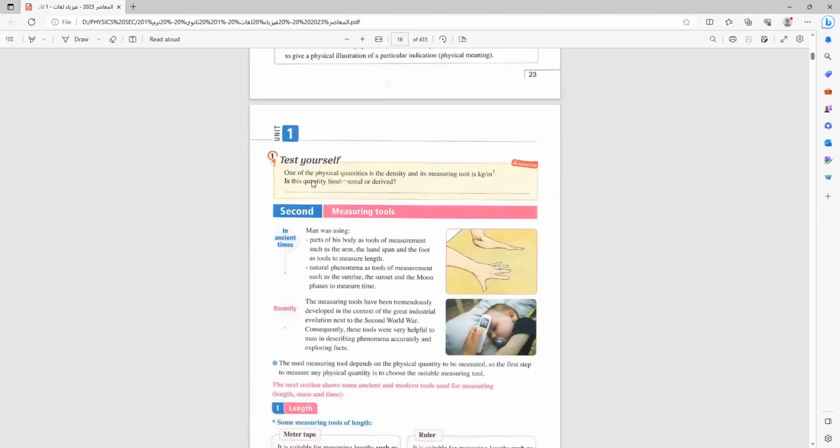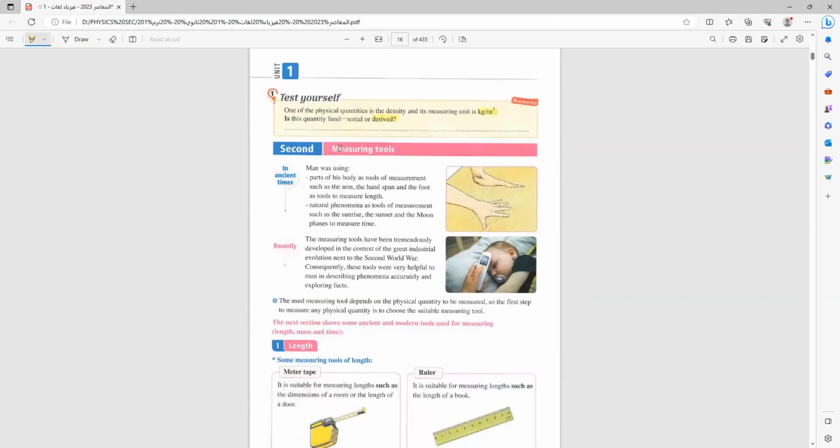Try to answer this question. One of the physical quantities is density, and its measuring unit is kilogram per cubic meter. Is this quantity a fundamental or a derived physical quantity? From this measuring unit, kilogram per cubic meter, it is not basic or fundamental, because it has two physical quantities. So it will be a derived physical quantity, from its measuring unit. Okay?